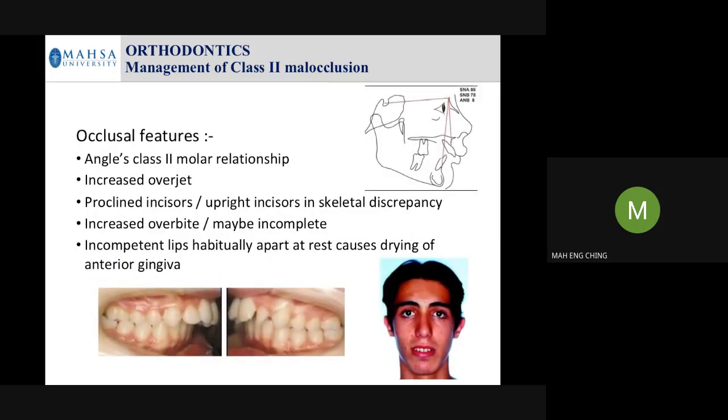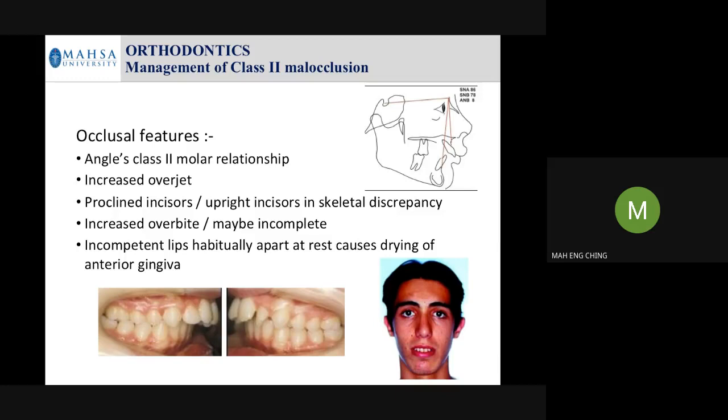So what are the occlusal features? It can be the Angle class 2 molar relationship, and increased overjet, which is a British Standard Institute incisor classification, increased overjet, class 2 division 1, then proclined incisors, or sometimes it can be just upright, sometimes it can be proclined, then usually proclined incisors, they are spacing, then upright, then sometimes it can be normal, provided the skeletal discrepancy is not too bad. Then have an increased overjet, maybe complete or incomplete.